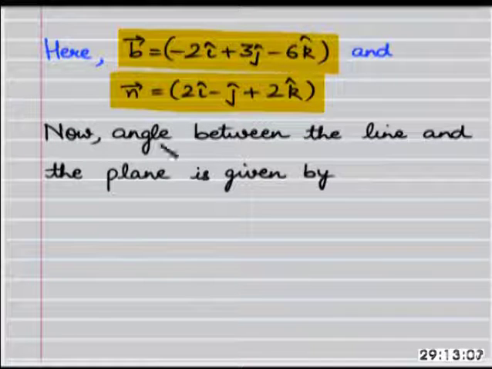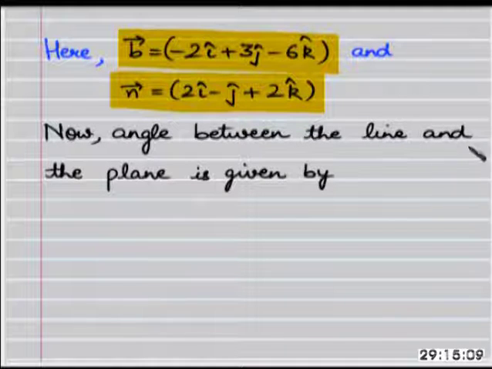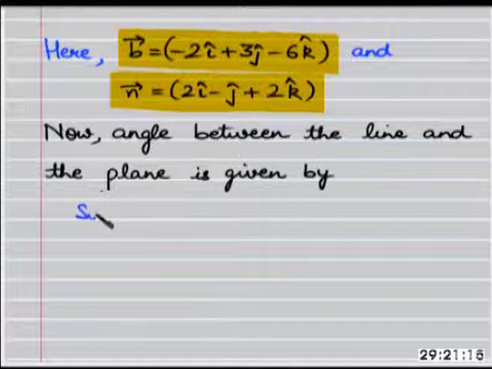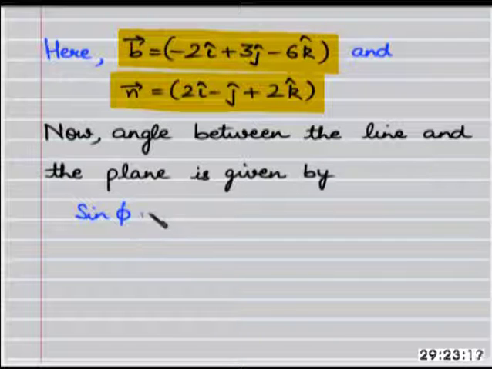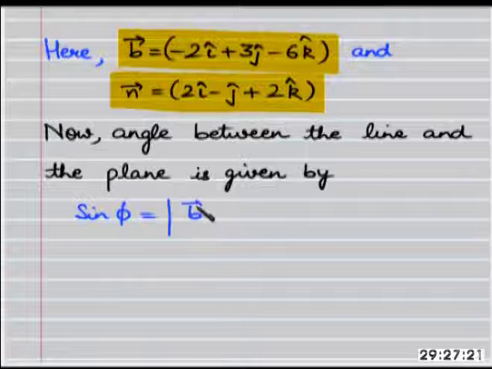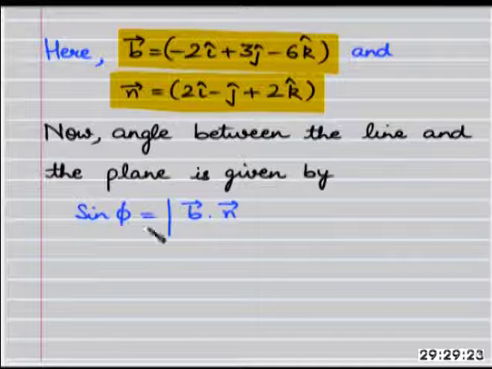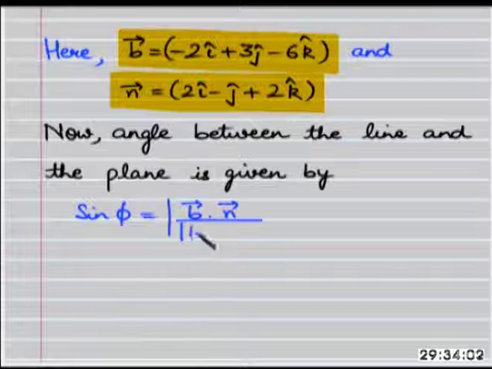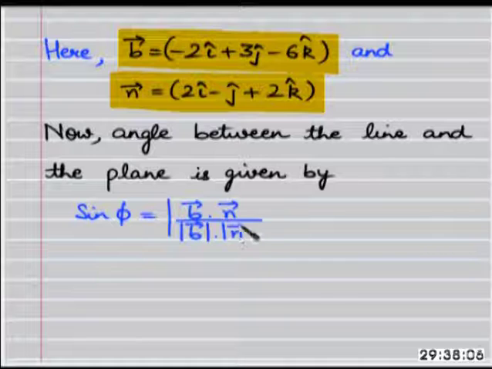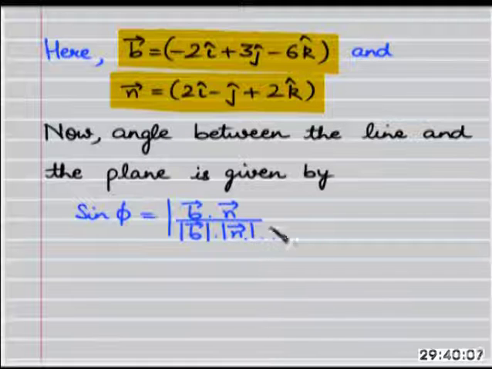Now, angle between the line and the plane is given by sin phi is equal to modulus of vector b dot vector n whole divided by magnitude of vector b into magnitude of vector n.